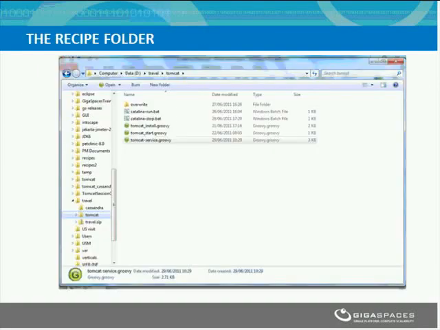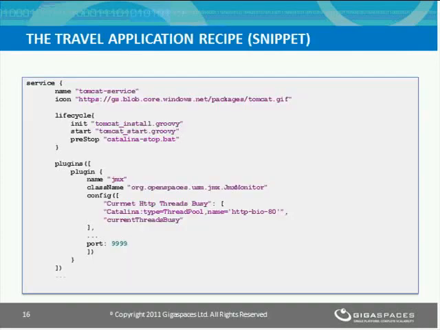Now let's drill down and see a snippet of that recipe. In our specific case, we'll see the Tomcat recipe. As you can see, the recipe itself is called Tomcat service.groovy, and it includes the following parts. Just by looking at that, I think most of you could appreciate that it's pretty self-explanatory.